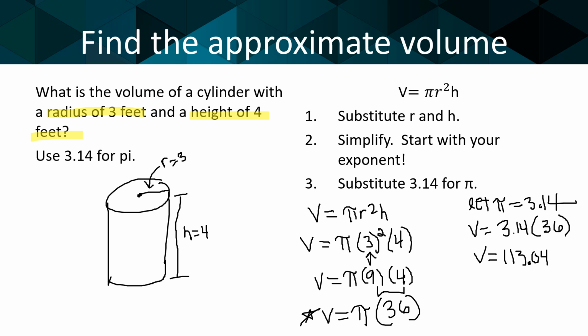Last thing we need is our units. Our units are in feet, and those feet need to be cubic because we're in the third dimension. And there you go. That's finding the approximate volume, and then also almost giving you the exact volume, and then remembering we're finding approximate volume. Now, coincidentally, if we just went 36 pi feet squared, that would be the exact volume.